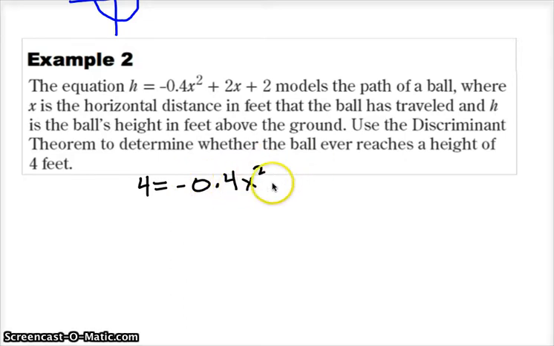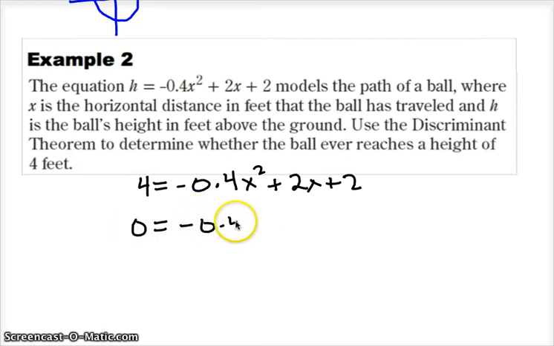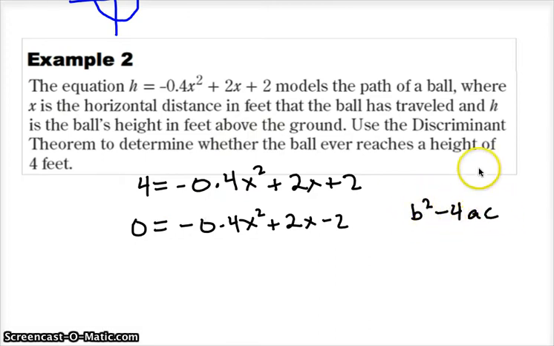Now, after I've plugged in 4, I'm going to go ahead and solve for 0, which allows me to try to find the solutions of the quadratic. I'll subtract 4 from both sides, leaving me with negative 0.4x squared plus 2x minus 2. Now I'll use the discriminant. If the discriminant turns out to be positive, this means that, yes, the ball does in fact cross the x-axis at 4 feet, telling me it reaches 4 feet high.